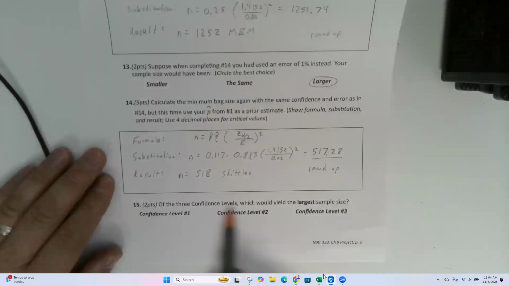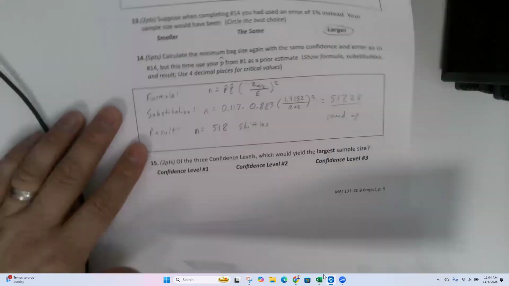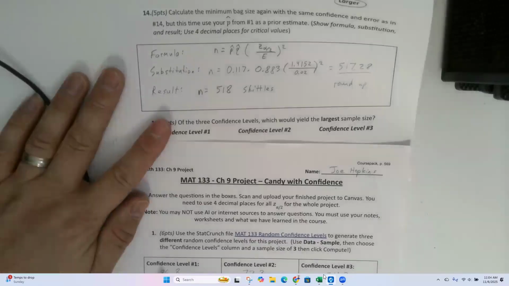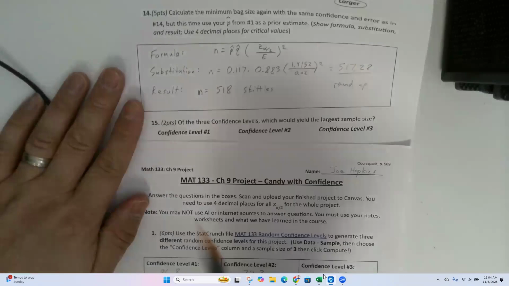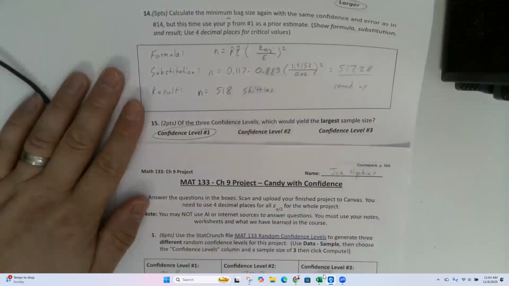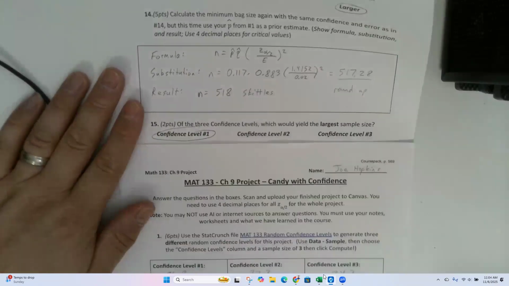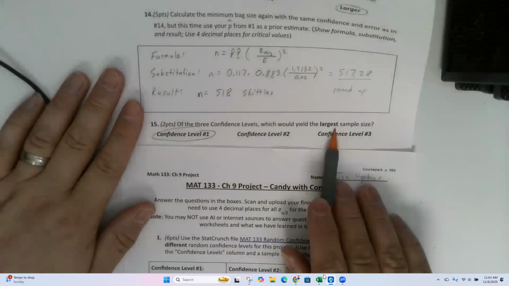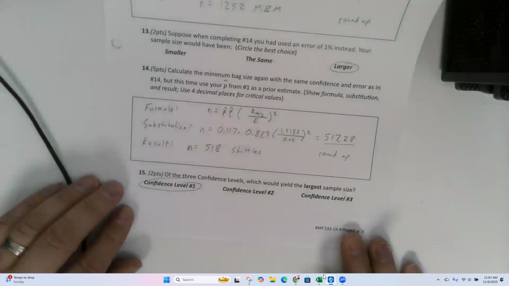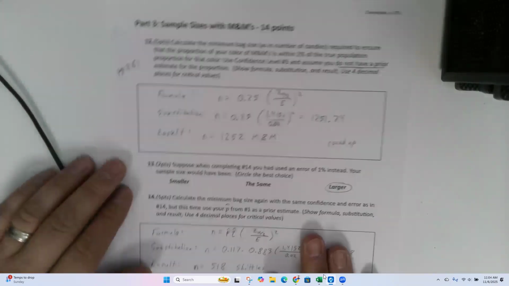Of the three confidence levels, these are the three that I had. Which would yield the largest sample size? Largest sample size is the most accurate one. So you're going to circle whichever of these numbers is the highest, because a larger sample size means you are more confident, you're more accurate, better results. All right, that's it for project 9.